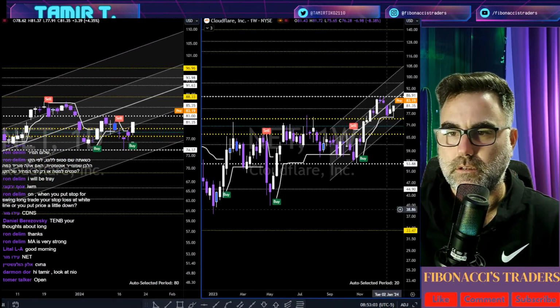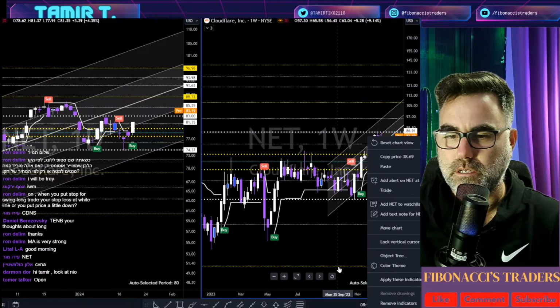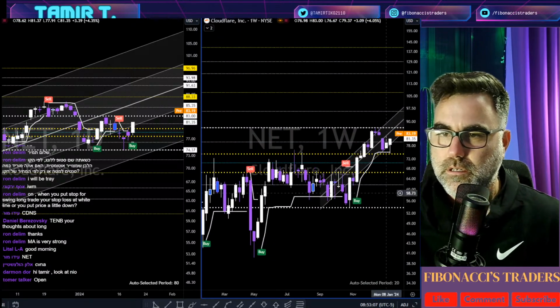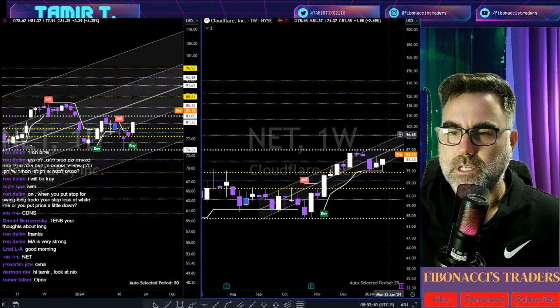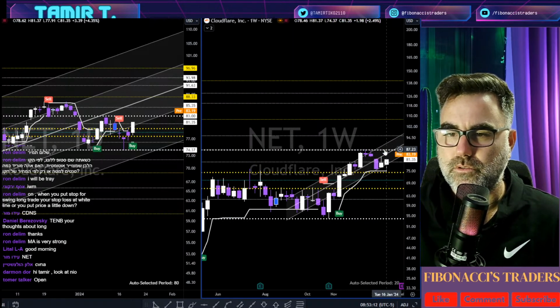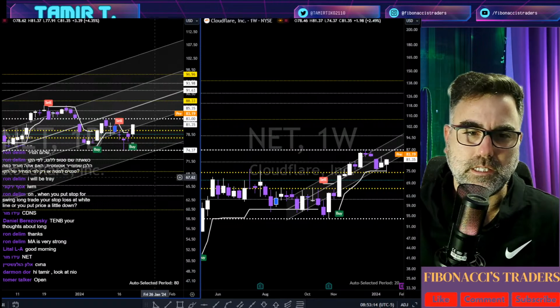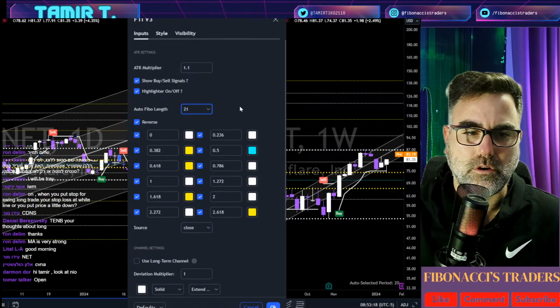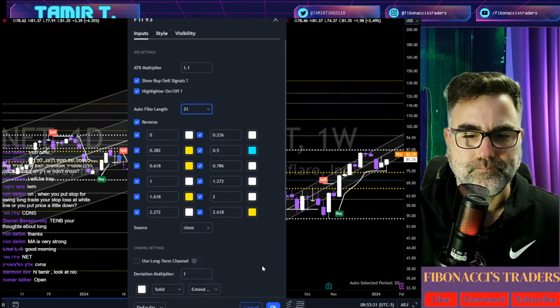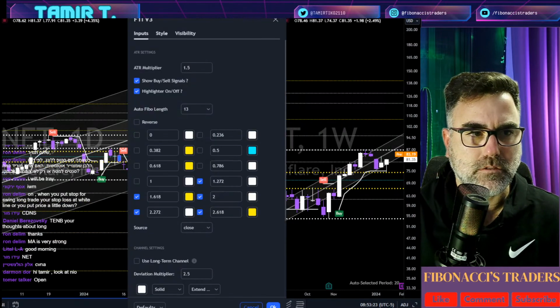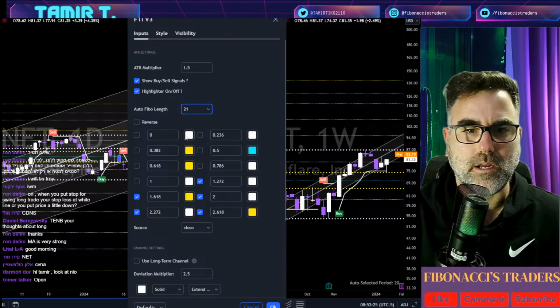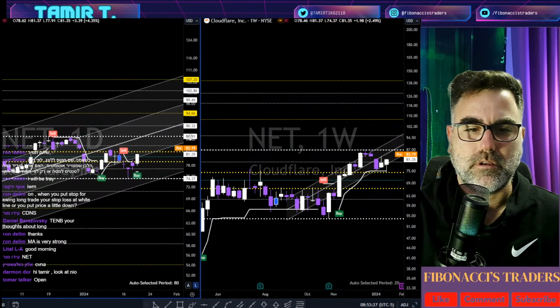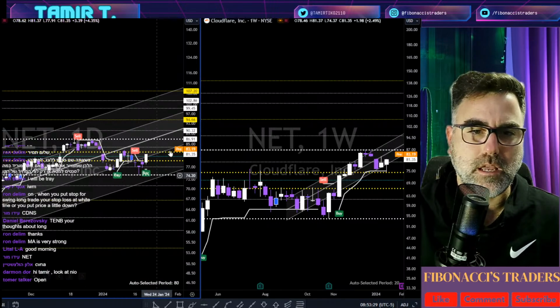Here is NET. Fibonacci on the daily, on the weekly, trend lines. Fibonacci on the daily, trend lines. Let's take Fibonacci a little bit longer to the 21. Also here to the 21. So we'll have to the downside and to the upside.